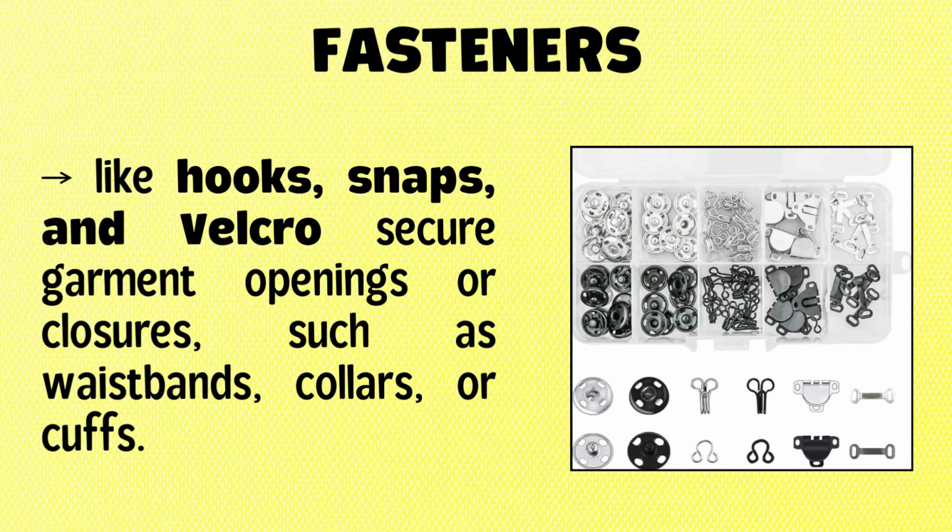5. Fasteners. Like hooks, snaps, and Velcro secure garment openings or closures, such as waistbands, collars, or cuffs. These items help secure parts of the garment so it stays properly closed. They keep clothing in place and prevent it from opening unexpectedly, making the garment more comfortable and practical to wear.